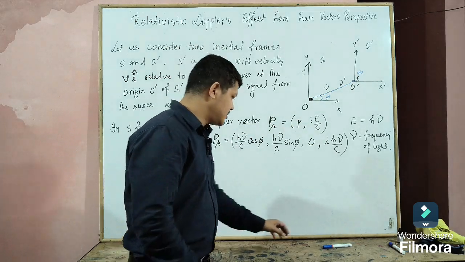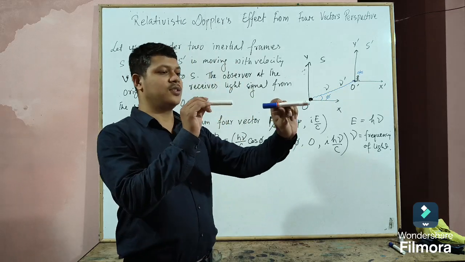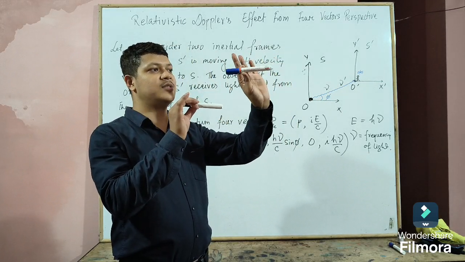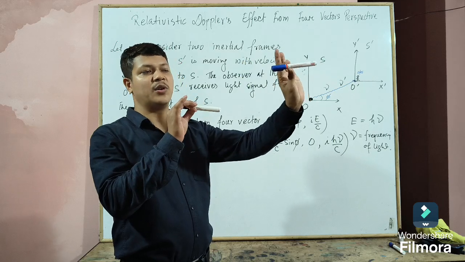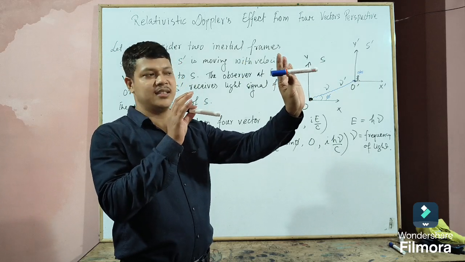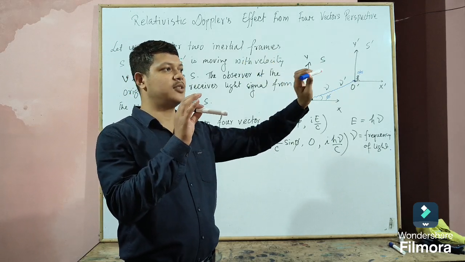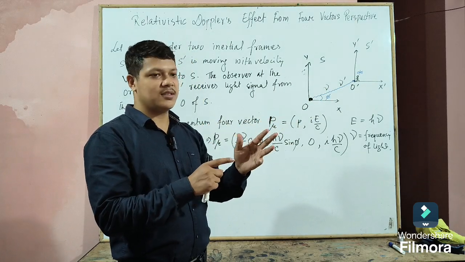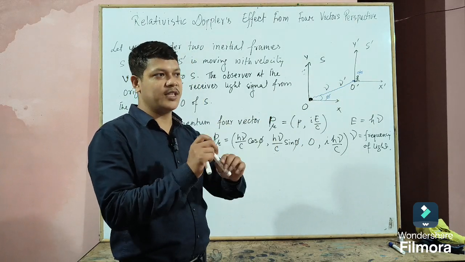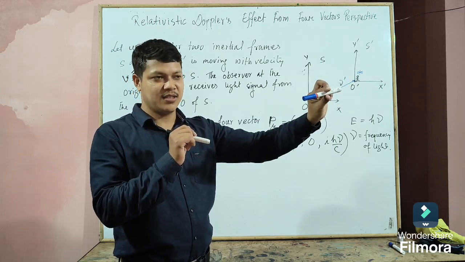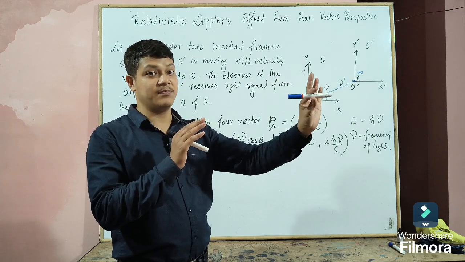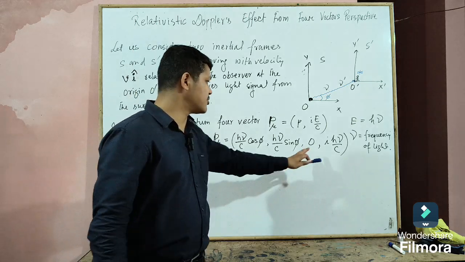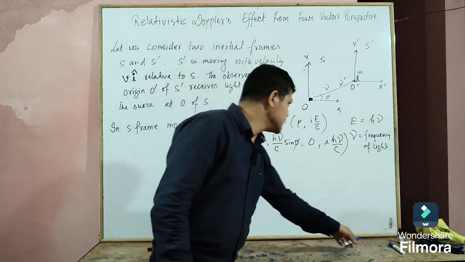That means these are the two frames. This is the observer. This is moving in the xy plane or a plane parallel to xy plane. It is not moving along in 3D. It is moving in 2D, that means in a plane. We can consider that way. So that's why the z component is 0, right?